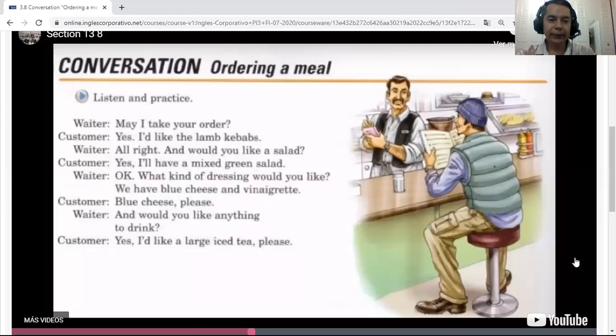Yes. I'd like the lamb kebabs. All right. And would you like a salad? Yes. I'll have a mixed green salad. Okay. What kind of dressing would you like?